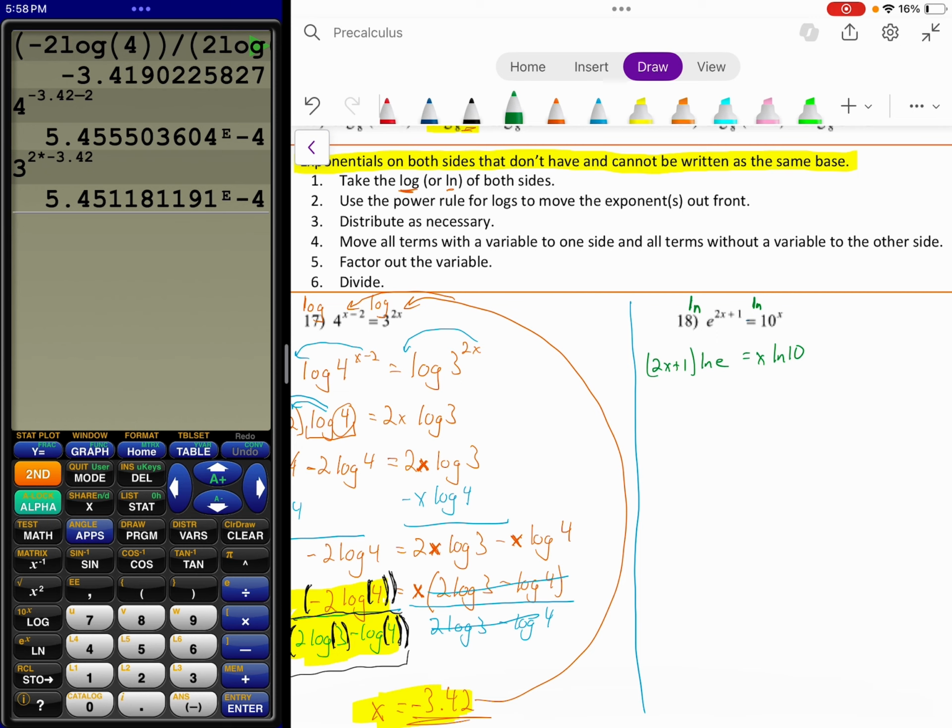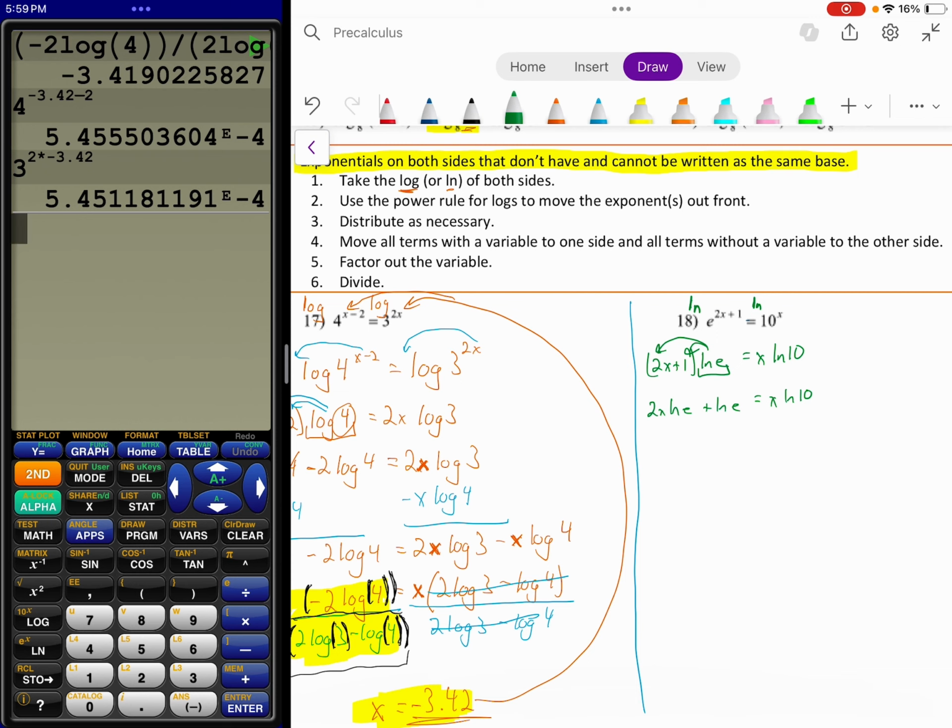If you didn't know that, it will work just to keep running through how we've done it before, like distribute. We could distribute. That will all work. In fact, I'll do it, although this is just equal to 1. So we got 2x times the natural log of e plus the natural log of e equals x times the natural log of 10.